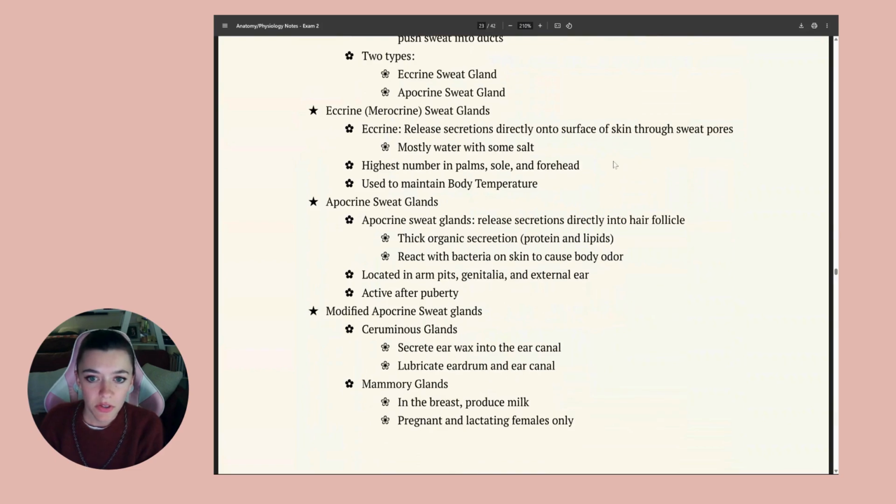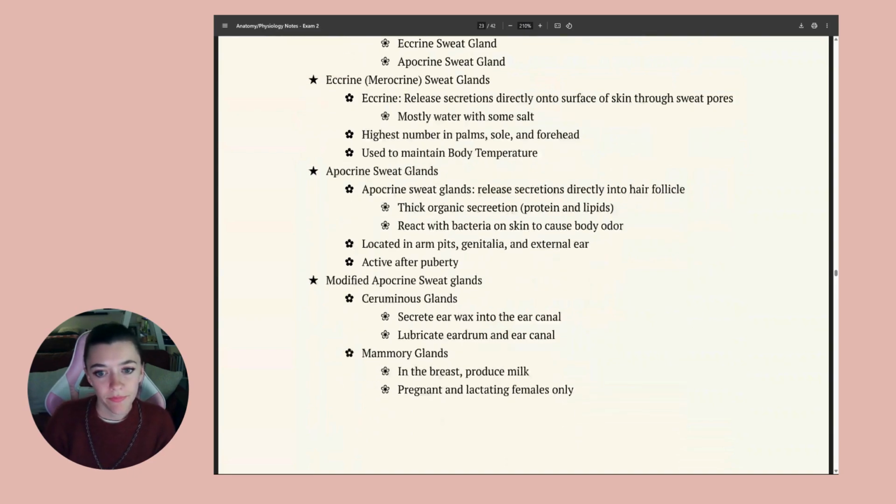Your eccrine, also known as merocrine, sweat glands release secretions directly onto the surface of the skin through sweat pores, mostly water with some salt. The highest number are in your palms, soles, and forehead, and it's used to maintain your body temperature. So remember, your eccrine releases sweat onto your skin.